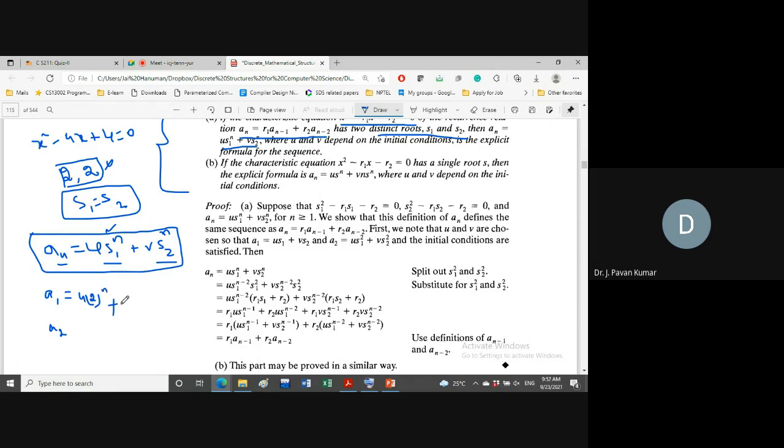And v remains as it is. S2 is distinct from S1, so let us assume it as 3, giving v into 3 power n. We have obtained this, and it is equal to the a1 value, which we know as 1, let us assume, because we know the initial conditions. For any recurrence relation, we have the generalized recursive formula and the initial conditions. Now by using this, we have obtained one equation. Similarly, we can obtain the a2 value. What is the a2 value?